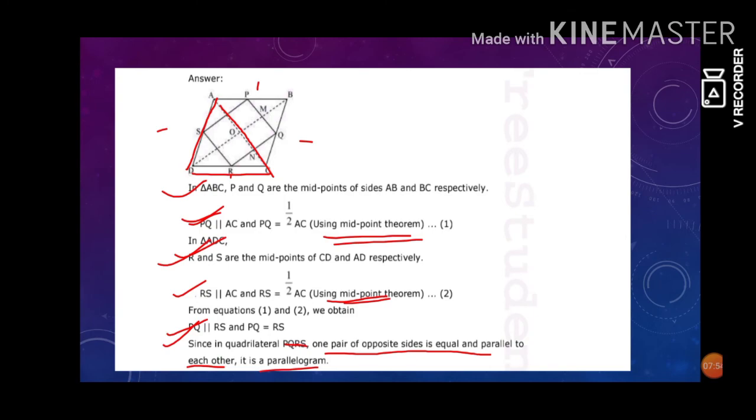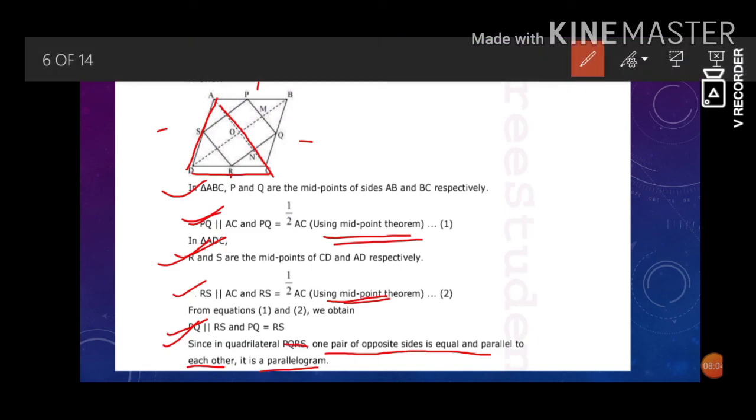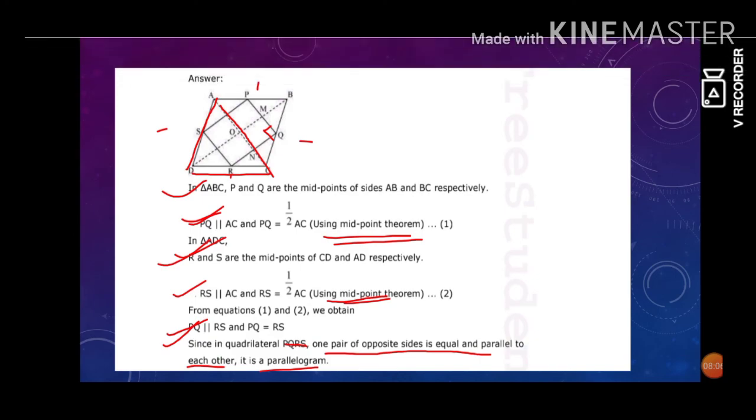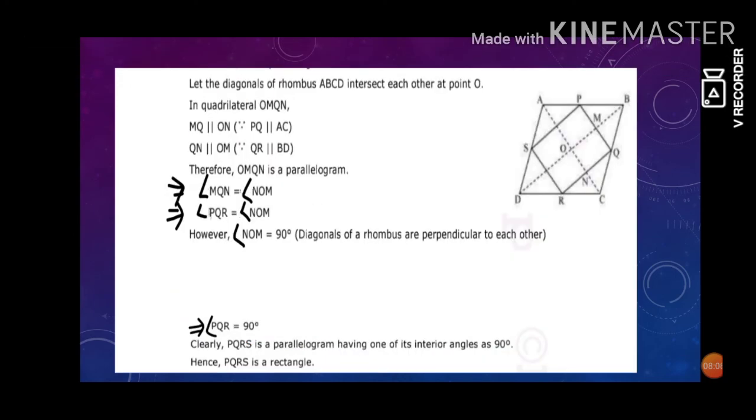Now we have to show that it is a rectangle. To prove it is a rectangle, we need to show that the interior angle is 90 degrees. So now we know that the diagonals of a rhombus bisect each other, and they bisect each other at 90 degrees. So these two things we need to remember.